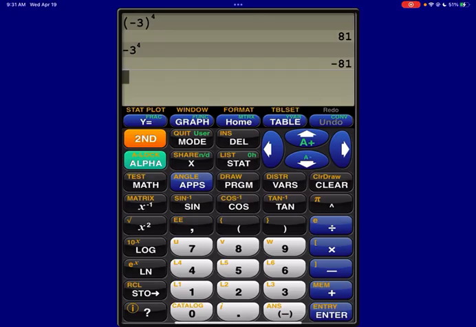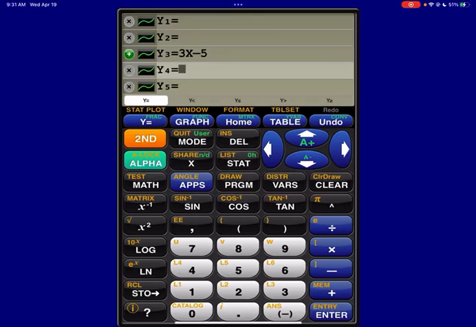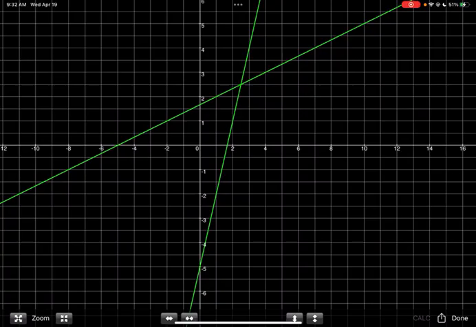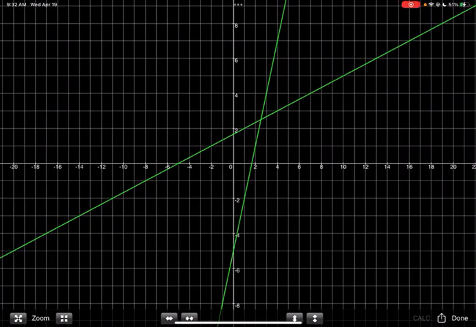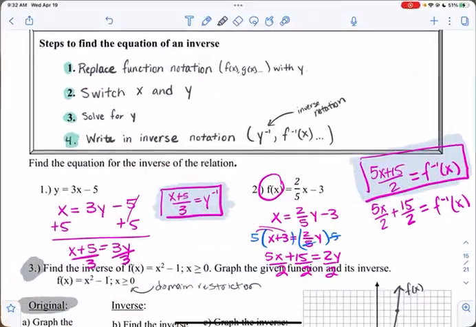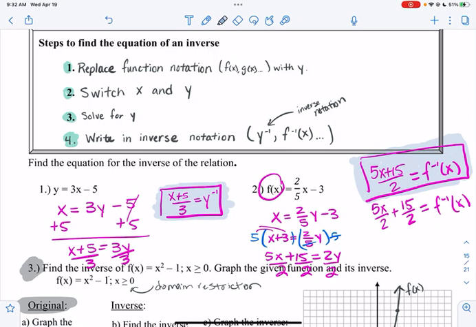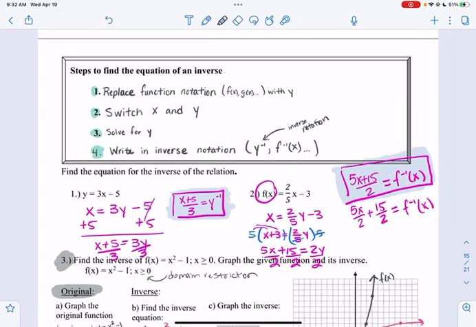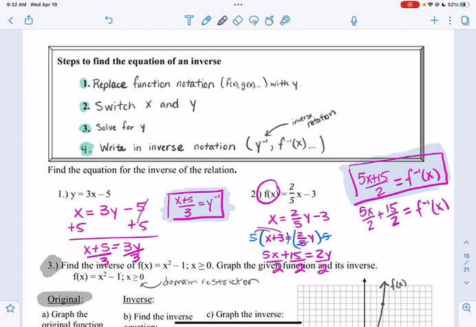Okay. Now if we graph the second one, x plus 5 divided by 3. Now you can sort of see that diagonal reflection there across the y equals x line. So just remember that you can always check that if you're unsure that you did find the inverse correctly. But just switch x and y, and then get that new equation solved for y. You want y equals whatever. Write it in inverse notation.